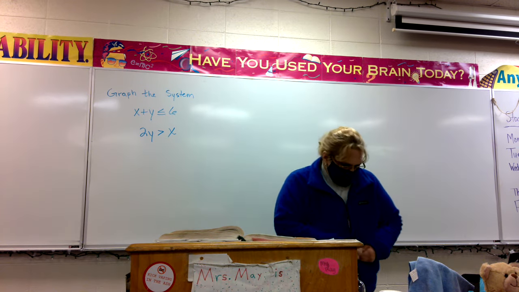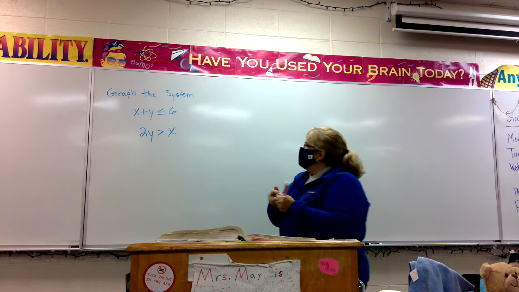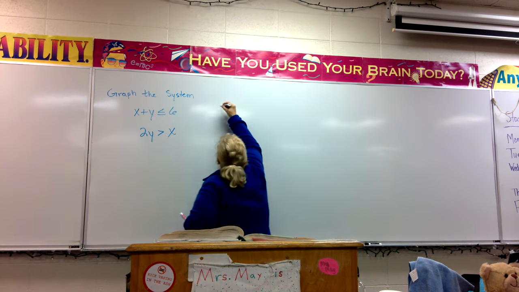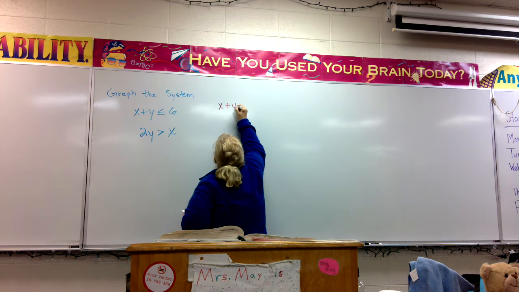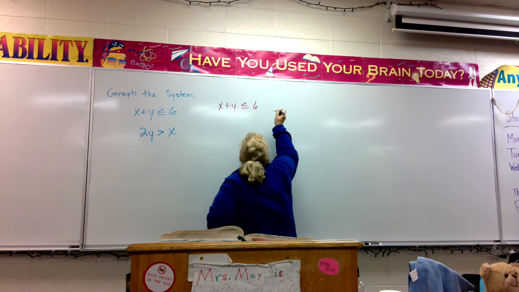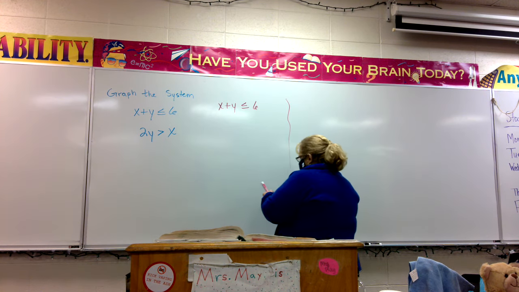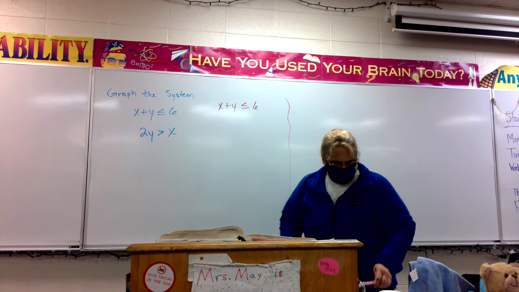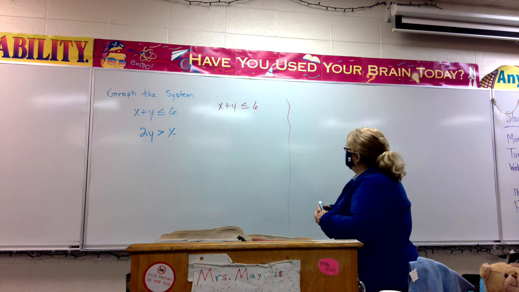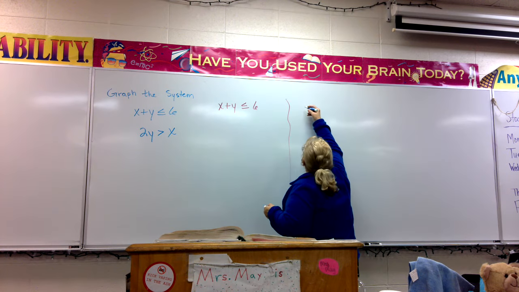So here's what I'm going to do. I'm going to have a purple and a pink. x plus y less than or equal to 6. And, no, I'm not going to have pink. That wouldn't be good. It looks almost like my purple.